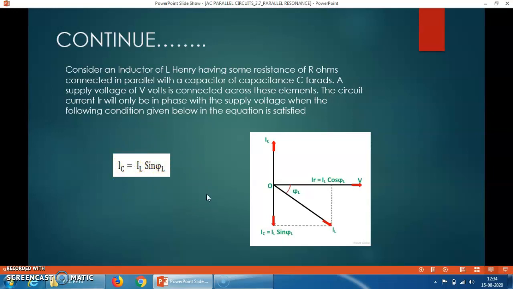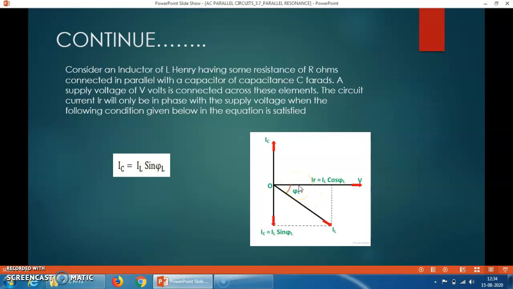And XC, the capacitive reactance, equals 1 upon 2 pi FC, so it is inversely proportional to the frequency. If frequency increases, XC decreases, and if capacitive reactance decreases, then IC increases. So at one frequency, IC becomes equal to IL sin phi L. Current IC and IL sin phi L are in opposite directions. So when IC equals IL sin phi L, these components cancel out, and the circuit current is in phase with V, phi L becomes 0, and the power factor becomes unity.